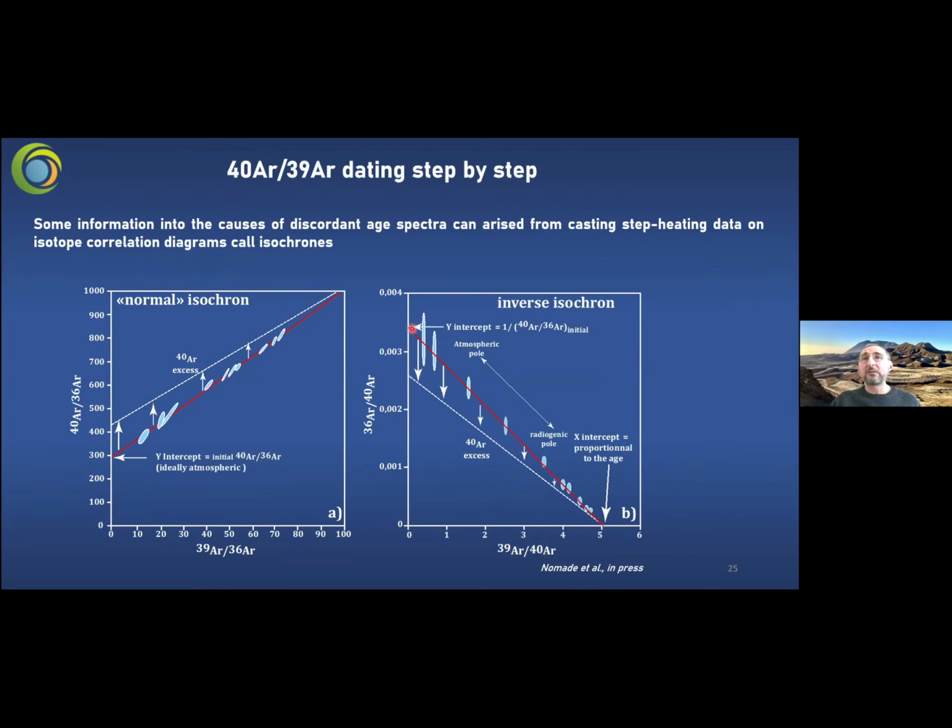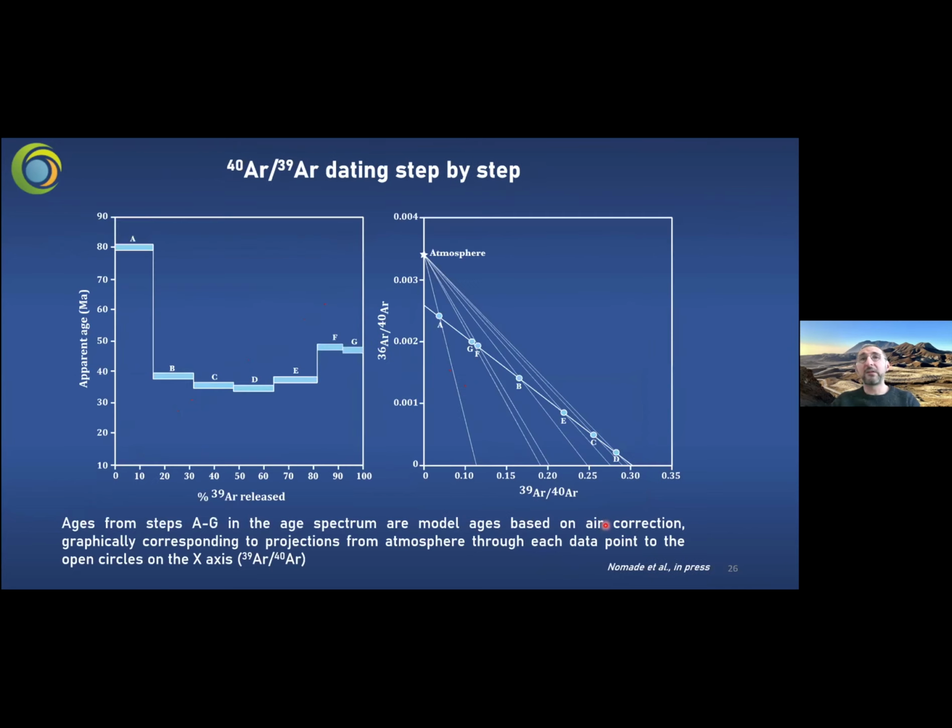So let me explain how we build that. If the intercept here is atmospheric, everything is okay. If the intercept is not, we know that there is excess argon, but we could still give an age. How do we build that? It's relatively easy, in fact. This is an ideal spectrum that shows excess argon.